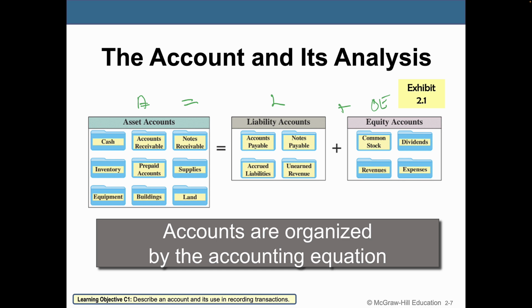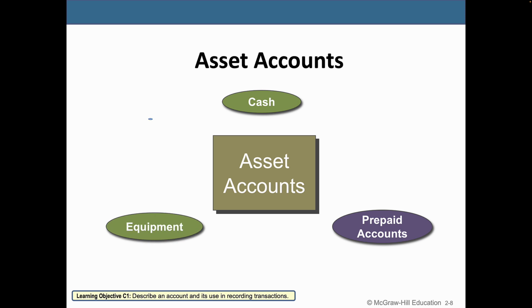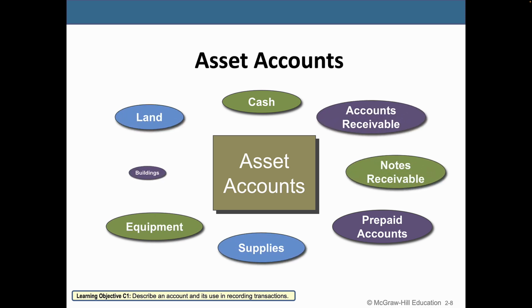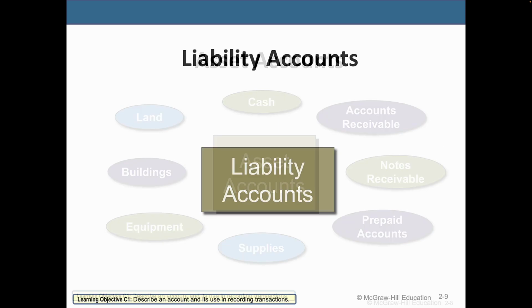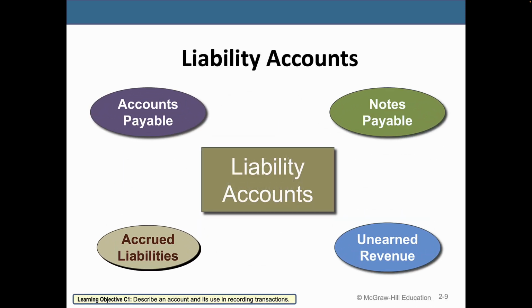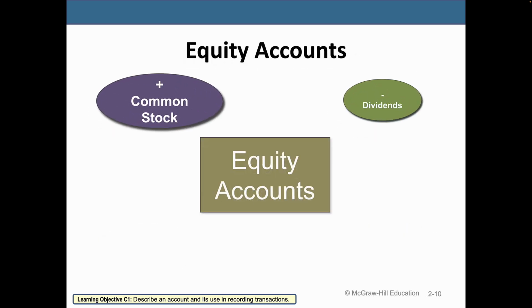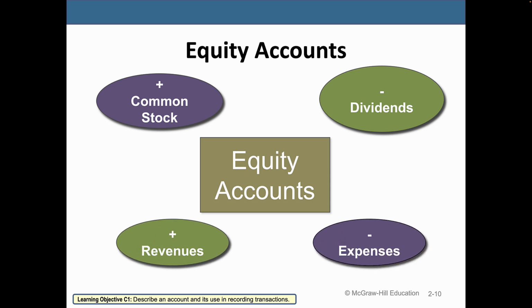And here you see that the accounts are all organized by the accounting equation: assets equal liabilities plus owner's equity. So we have asset accounts, such as cash, prepaid accounts, land, buildings, equipment, supplies, and accounts receivables and notes receivable. Then we have liability accounts, accounts payable, accrued liabilities, notes payable, and unearned revenue. And equity accounts, common stock, dividends, revenues, and expenses.